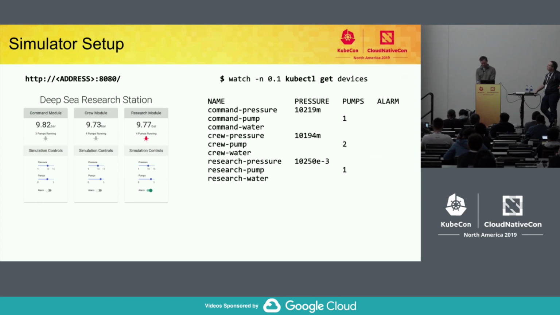Or if you just prefer to do everything from the command line, you can use this watch command, and you'll get roughly the same information, just in a different presentation. Here, these are what are called quantities. That's a Kubernetes type. And the M just means, I think, millis. So this would be 10.2 there as the first pressure.